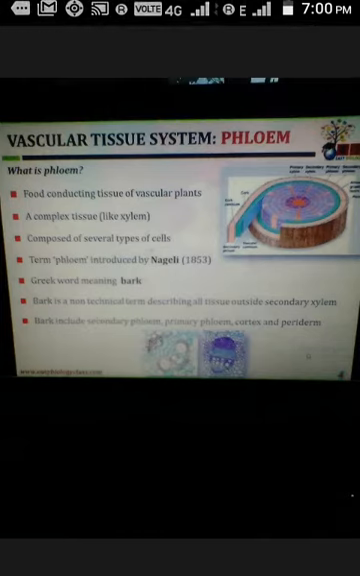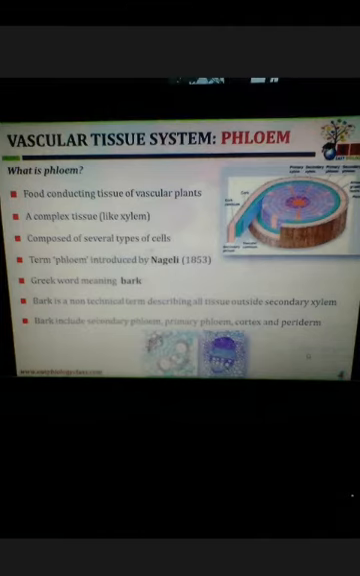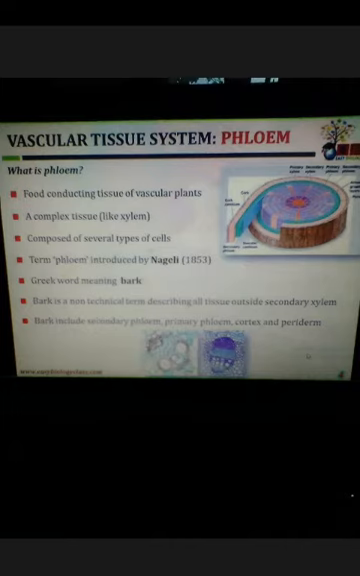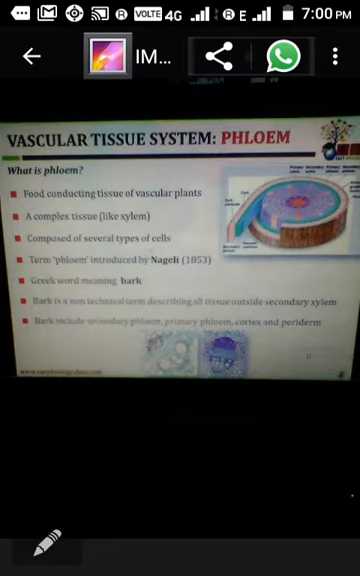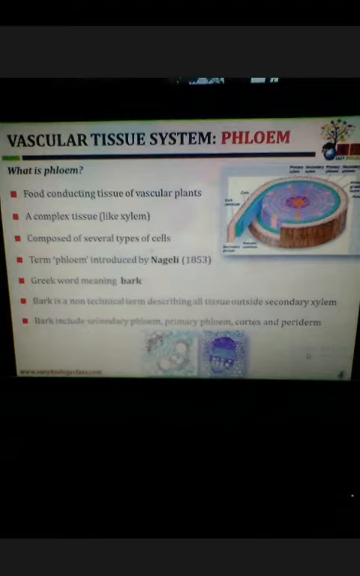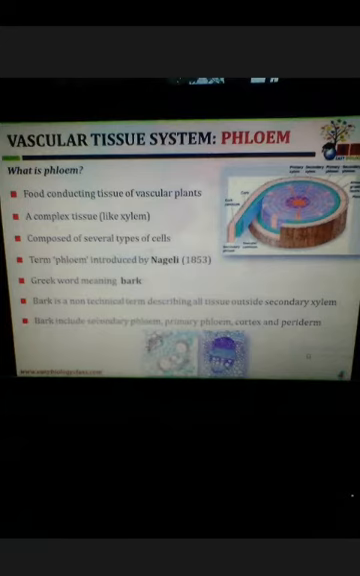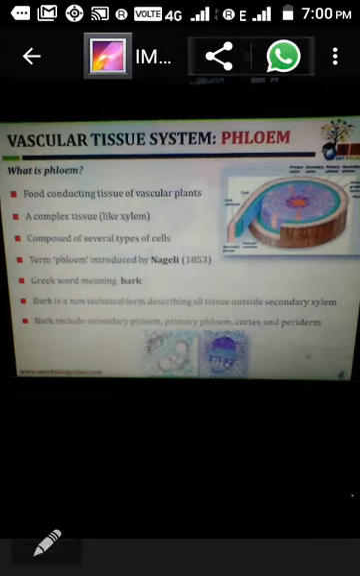So first of all, what is phloem? You all know, you have studied in your previous classes about vascular bundle. So phloem is one of them, xylem and phloem. These two comprise the vascular bundle. So phloem is the conducting tissue of vascular plants.